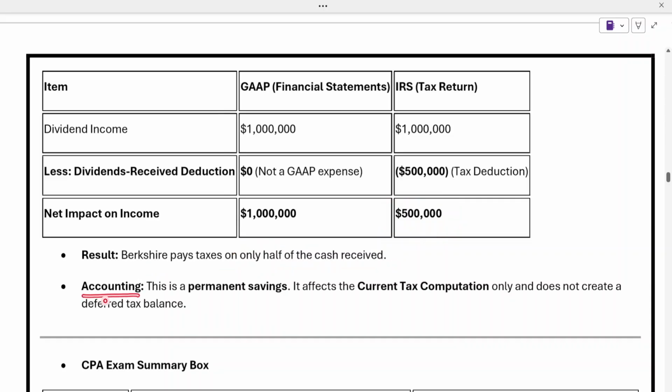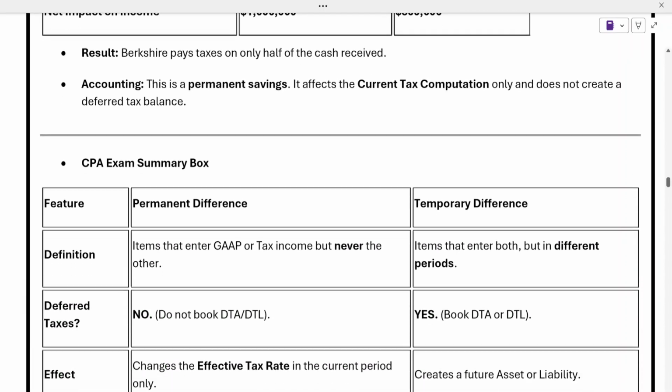And now the accounting treatment is simple. This is a permanent saving. Why? Because this tax won't be required to be paid even in the future. So you will say this will only affect the current tax computation and does not create any deferred tax balance. No deferred tax assets, no deferred tax liability. This is also an example of a permanent difference.